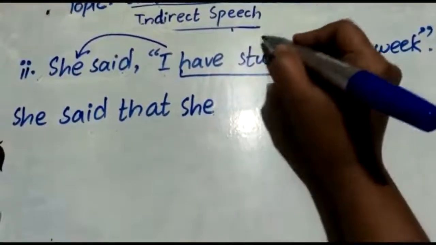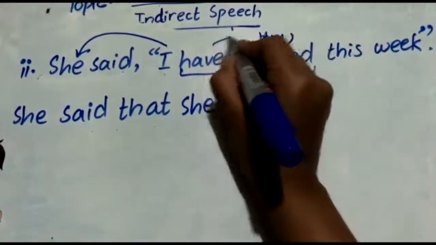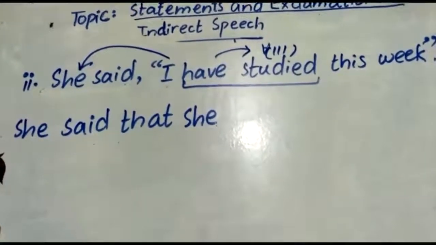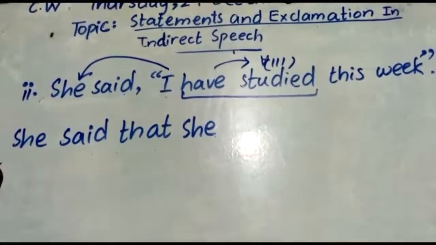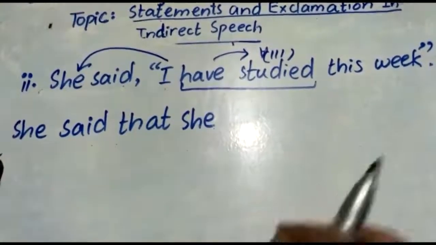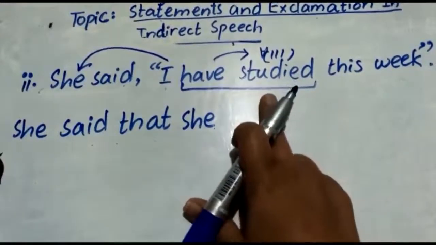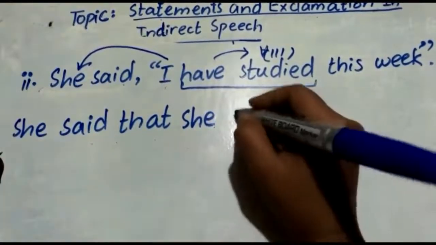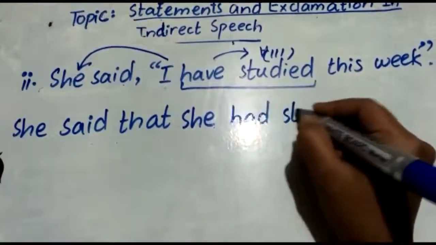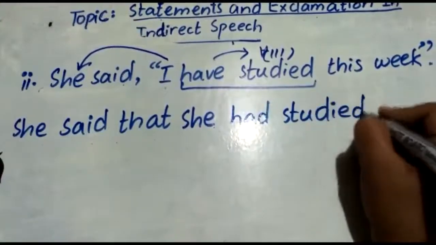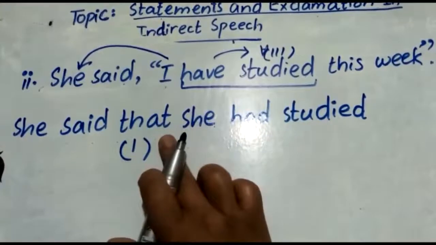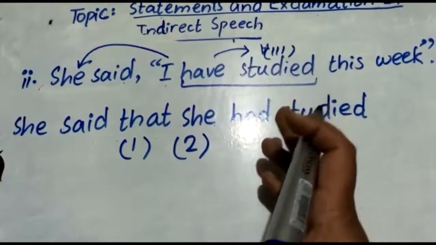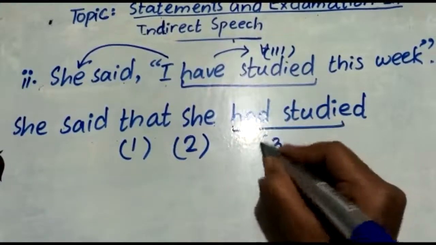Have studied. This "studied" is the verb's third form, and this "have" and the verb's third form are used in present perfect tense, because in present perfect tense we have the helping verb has or have with the verb's third form. So this is present perfect tense and it will change into past perfect tense. The helping verb for past perfect tense is "had" with the verb's third form, studied. So the first thing is to replace the comma with "that", the second is to change persons of pronoun, and the third is to change the tense present in the reported speech.